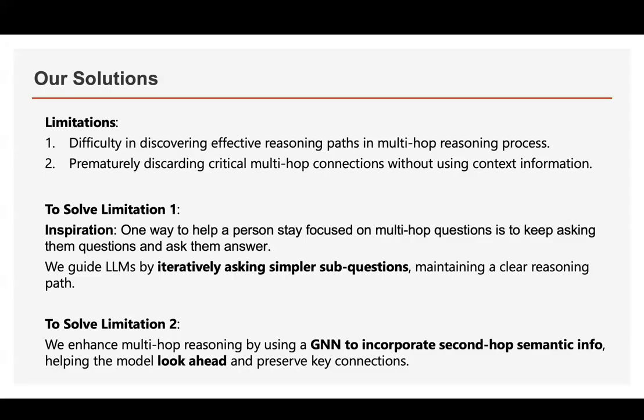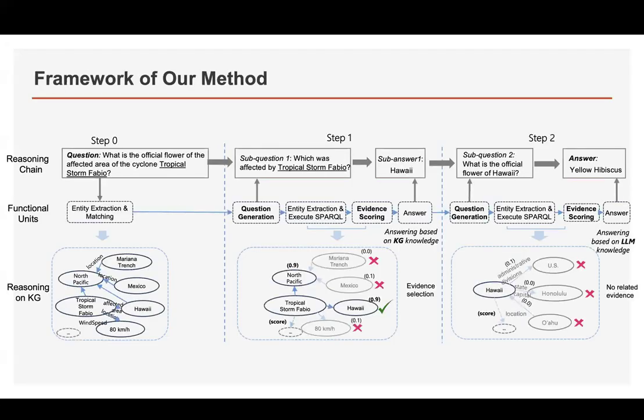To solve the second issue, to make use of the context information to avoid prematurely discarding multi-hop connections, I adopt a graph neural network to incorporate the second-hop semantic information to help the model look ahead and preserve the key connections. Here is the framework of our method.